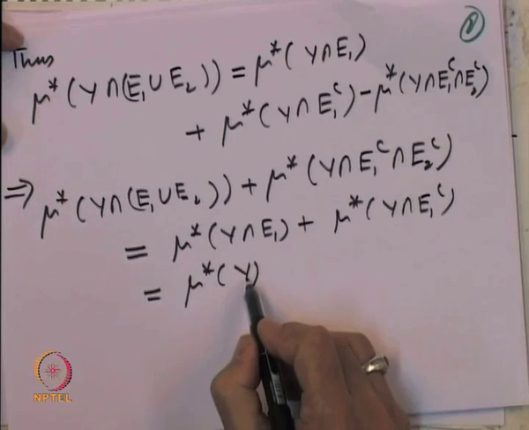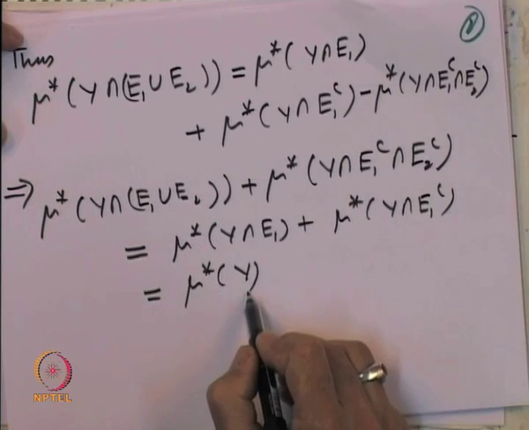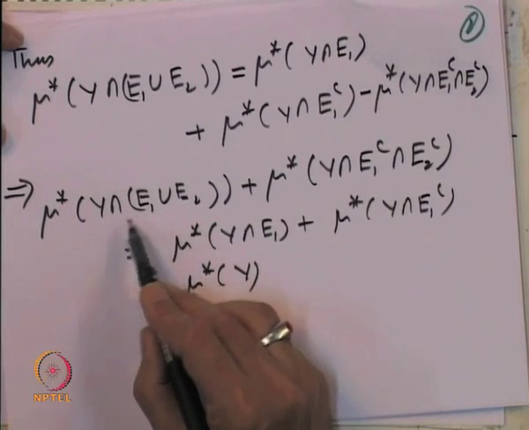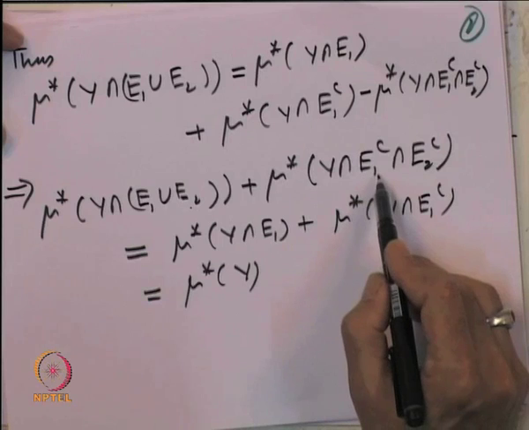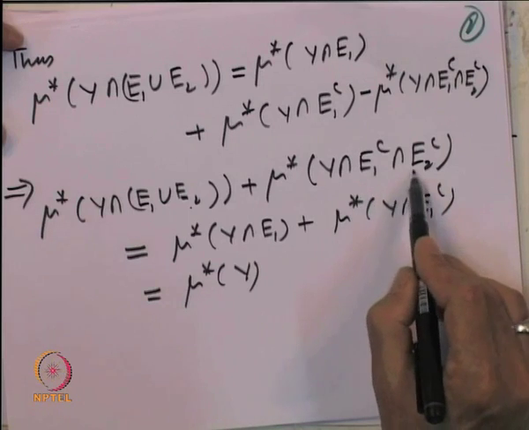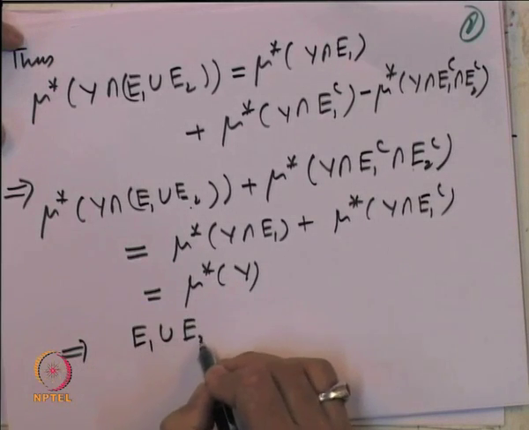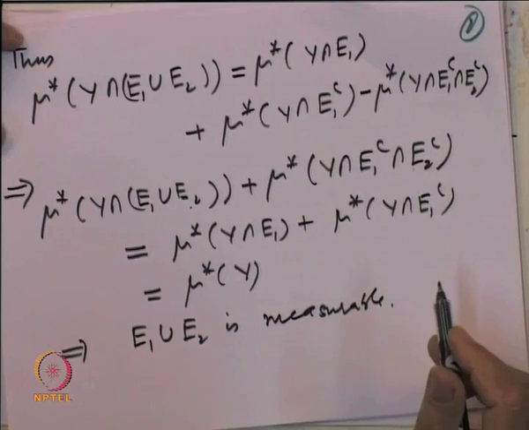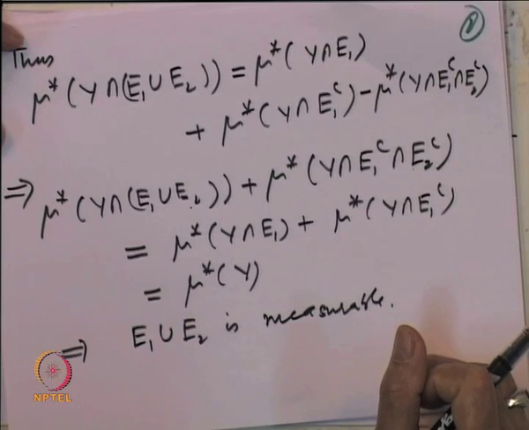So, we have shown that for every subset y with mu star of y finite, mu star of y can be written as mu star of y intersection E 1 union E 2 plus mu star of y intersection E 1 complement intersection E 2 complement, but note this set is nothing but E 1 union E 2 complement. So, this implies that E 1 union E 2 is measurable.